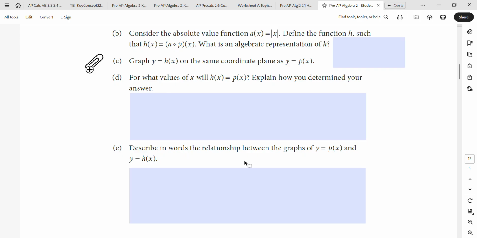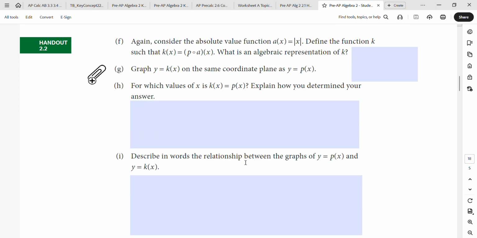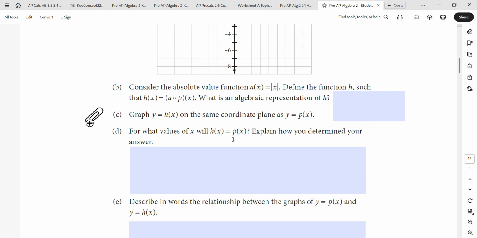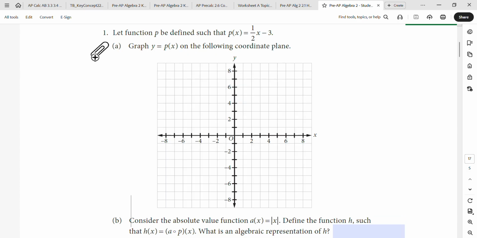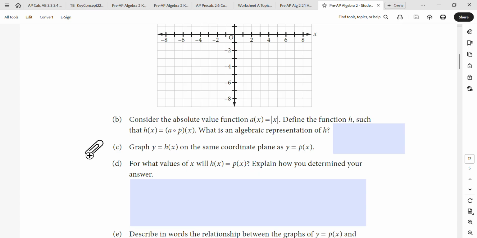Are there any questions with this first one? And there are some on the back as well. It's plugging in. It's like doing the opposite graph. What is B asking? It's just asking, when I take P, which is the linear function, I'll write it down. P is 1/2 x minus 3, and A is the absolute value.